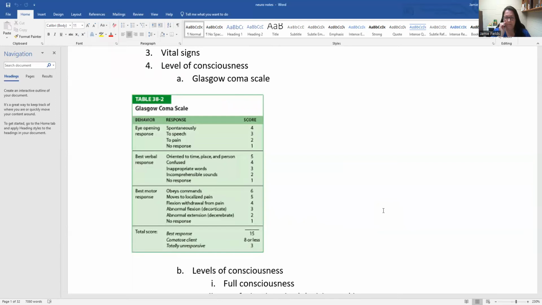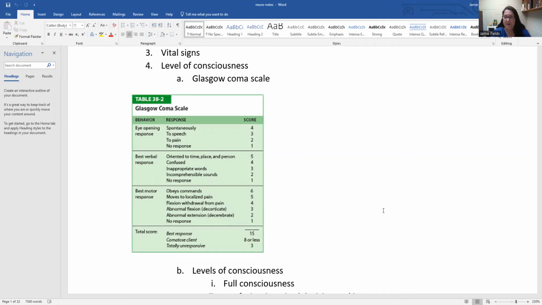So the patient is ranked based on 3 responses: their eye-opening response, their best verbal response, and their best motor response. Okay. So for eye-opening, if that patient opens their eyes spontaneously, they get 4 points. If they open to speech, they get 3 points. If it takes pain to get them to open their eyes, it's 2 points. If there's no response, they don't open their eyes no matter what you do, they get 1 point.